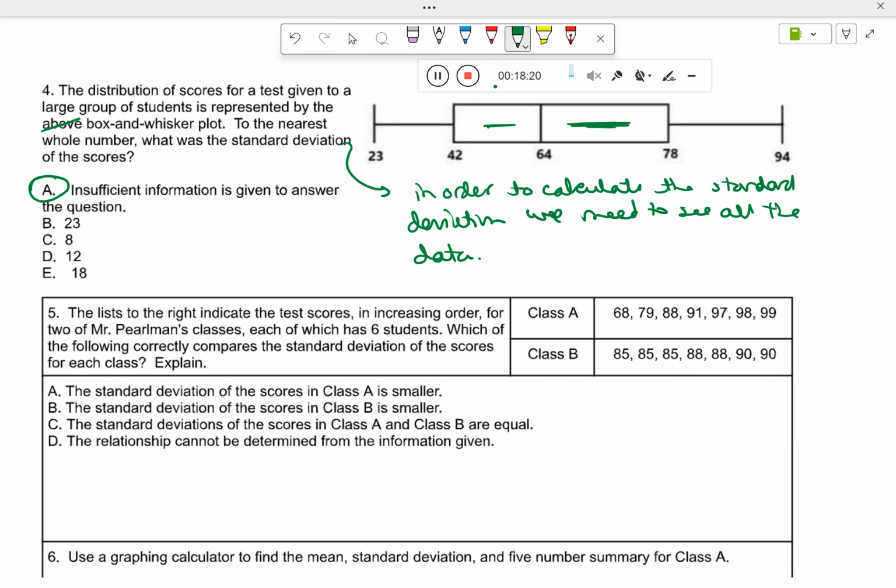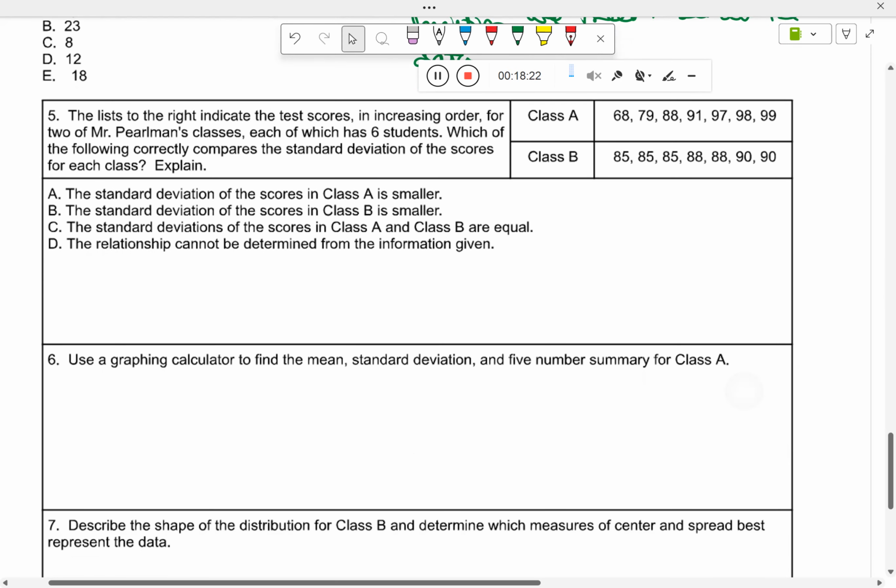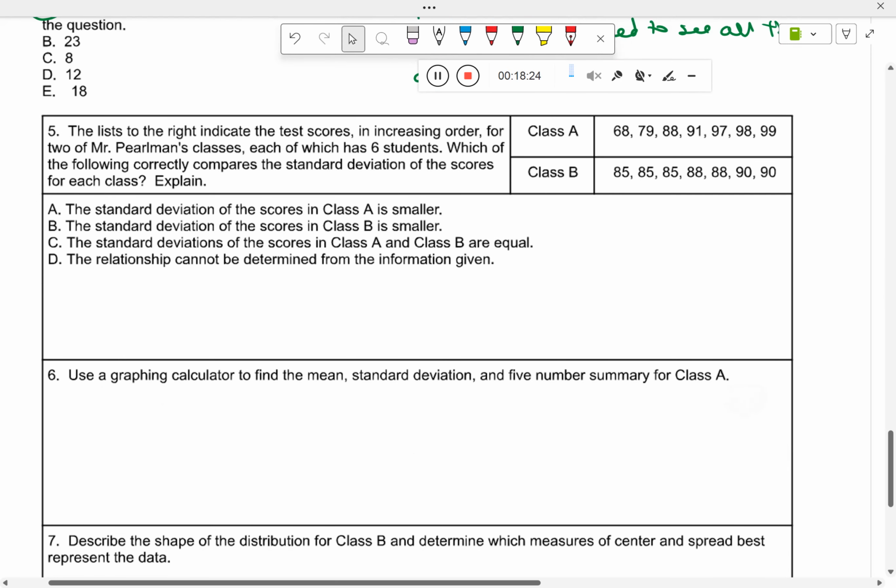Now we go on to question number 5. It says the list to the right includes the test scores in increasing order for 2 of Mr. Perlman's classes, each of which has 6 students. So these are some very tiny classes. Which of the following correctly compares the standard deviation of the scores for each class and explain? So kind of like we did before, we want to wrap our heads around what's going on in this data before we try to look at the multiple choice questions.